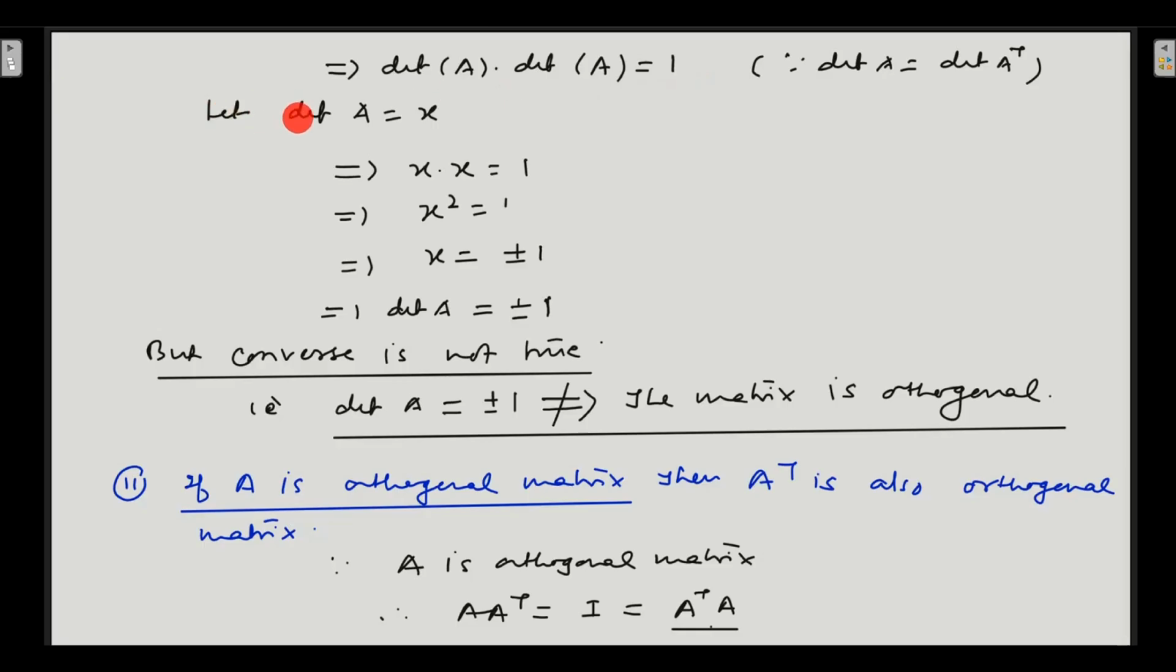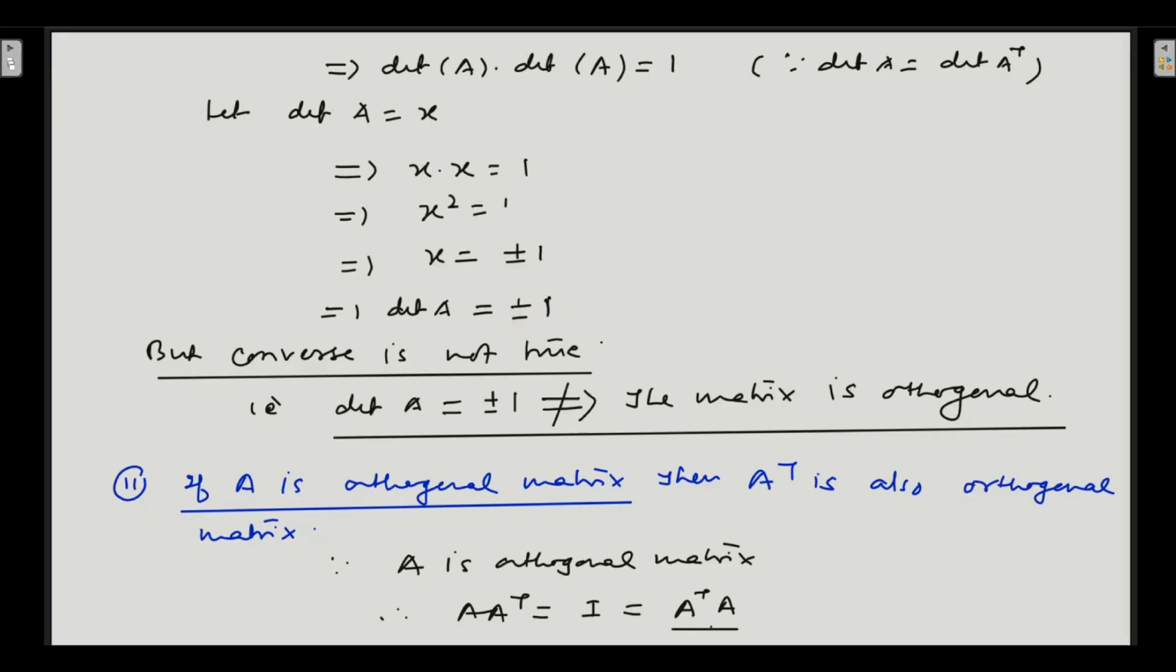Now let us assume that the determinant of A is equal to x. Then what will happen? This will be replaced by x, and this will be replaced by x, and 1 as it is. So x into x is equal to 1. X into x is x square, so x square is equal to 1. Take the square root on both sides. What will you get? x is equal to plus minus 1. The square root of 1 is plus minus 1, so that's why x is equal to plus minus 1. But x is equal to the determinant of A. So this x will be replaced by the determinant of A. So the determinant of A came out to be equal to plus minus 1.